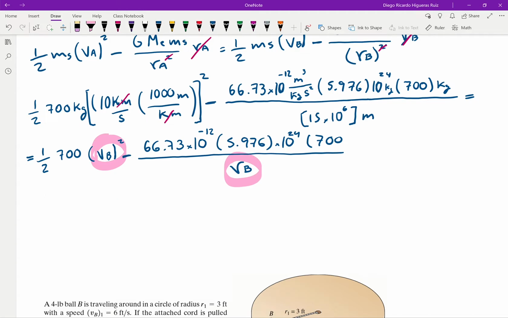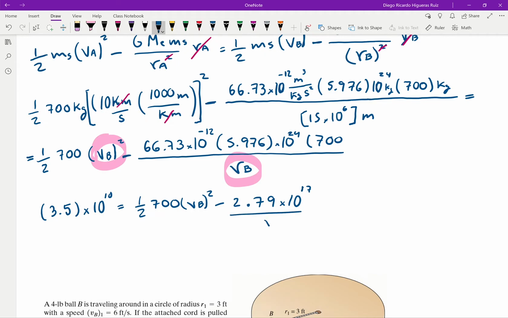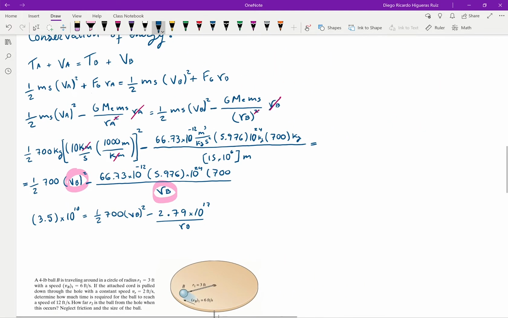Alright, let me rewrite that. That's going to be 3.5 times 10 to the 10th. Okay, that's good. Equal 1/2 700 VB square minus 2.79 times 10 to the 17th divided by RB. Okay, now we got to this point.